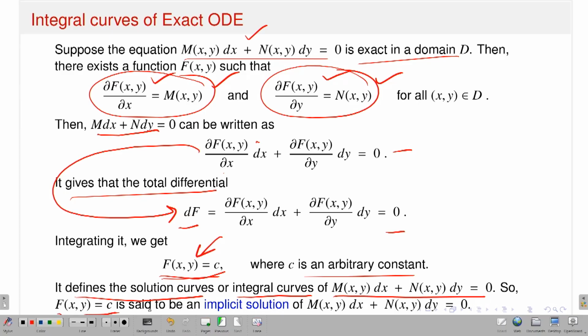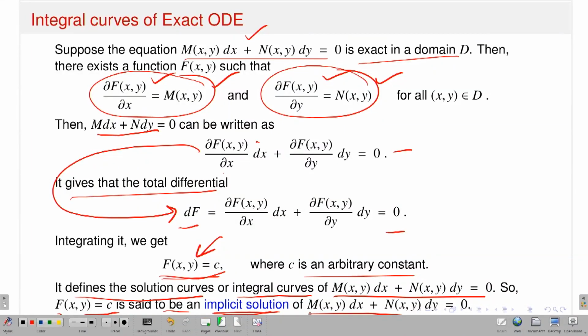So f of x y is equal to c is said to be the implicit solution of your ODE, that means M(x,y) dx plus N(x,y) dy is equal to 0. So if I have an exact first order ordinary differential equation, that means I will have the existence of capital F such that your M can be written as del f del x and N can be written as del f del y, then you can make it a total differential d of f is equal to 0. You have to integrate it, it will give you some curve f of x y is equal to c, and that defines a solution, I should say the implicit solution of your exact differential equation, and that's sometimes called the solution curve or integral curve.